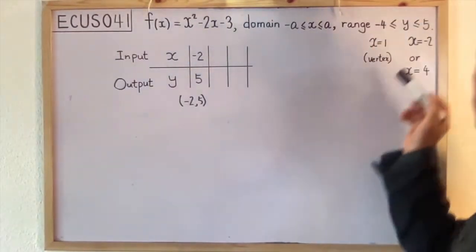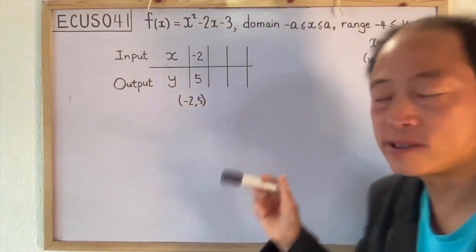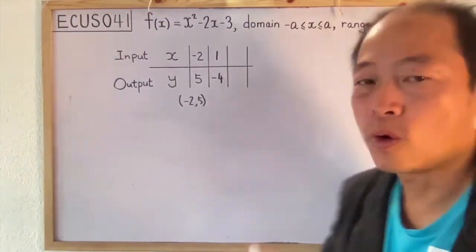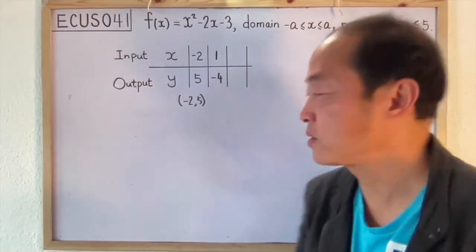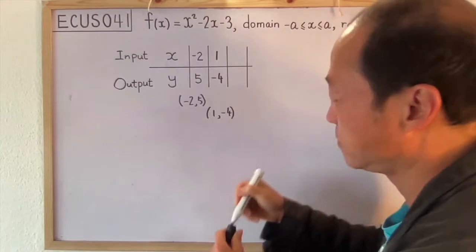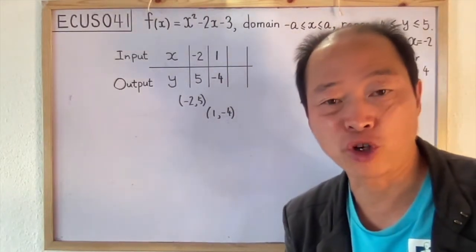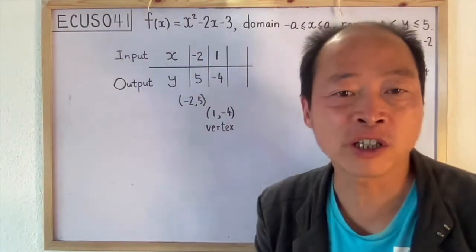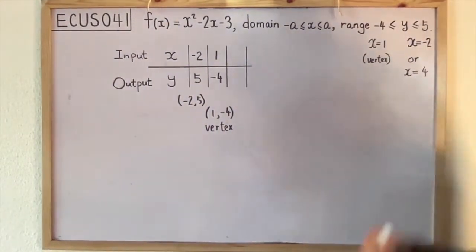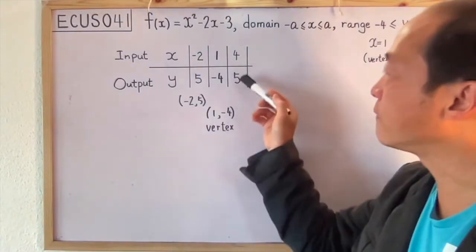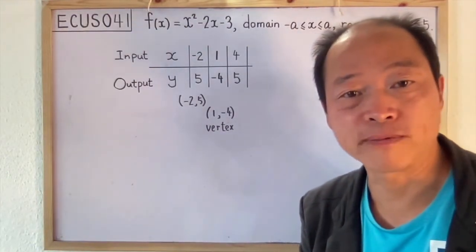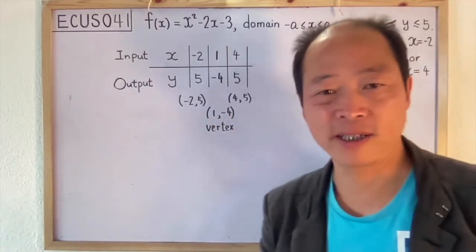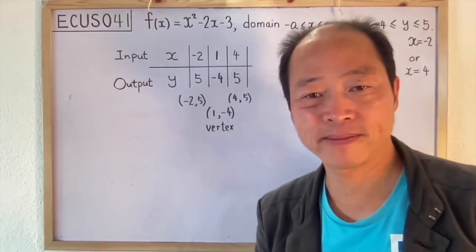When x equals 1, the function output is -4. 1 and -4 form another point of the graph. It is the vertex of the quadratic graph. When x equals 4, the function output is 5. 4 and 5 form another point of the graph. With these 3 points, let's sketch the quadratic graph.